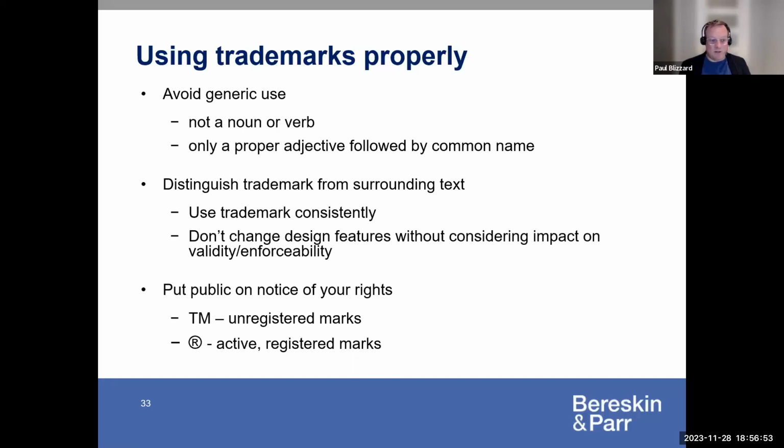The other thing to do is distinguish the trademark. If you want to use a word as a mark, you need to distinguish it. You can bold it in agreements, you can bold it on pages or websites. You want to use the mark consistently, based on the way that you envision it, really hammering on making it the same. And finally, you want to put people on notice that you have rights, or that you believe you have rights associated with it. For unregistered marks, use the TM symbol, and for registered marks that are active, you can add the registered trademark sign. Any questions on trademarks?